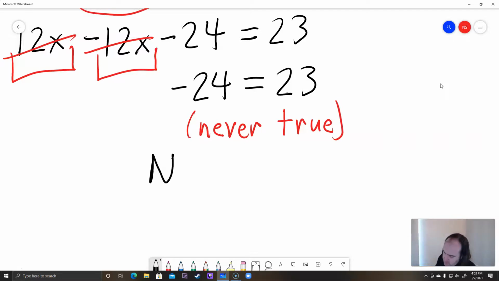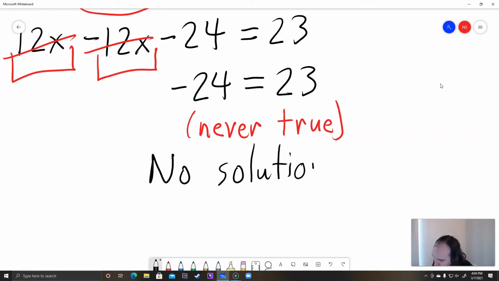Okay? So if it's never true, there's no place for them to intersect. And so the places where they intersect are the solutions. And so if they never intersect, there's no solution. And that's actually what you write as your answer.